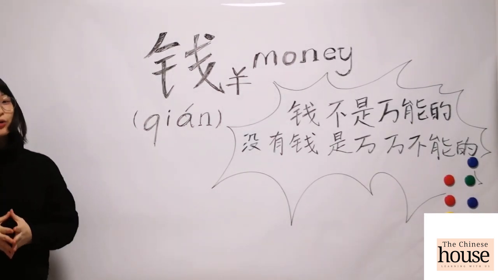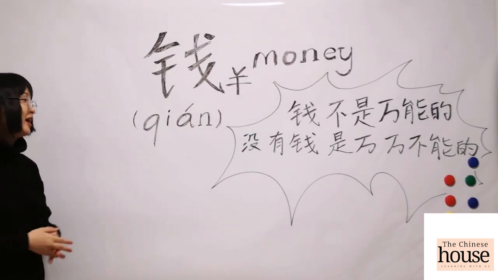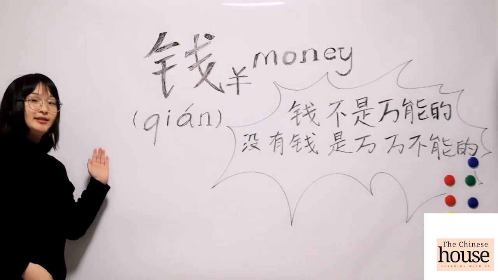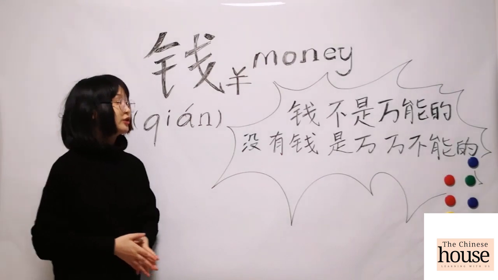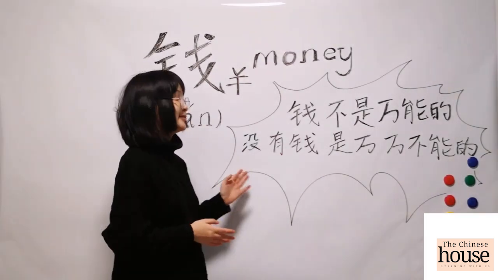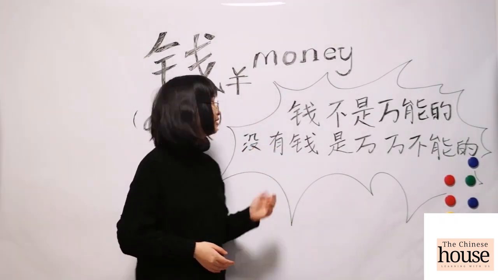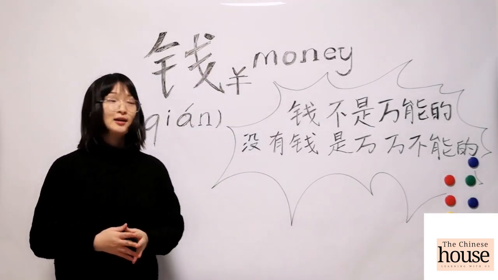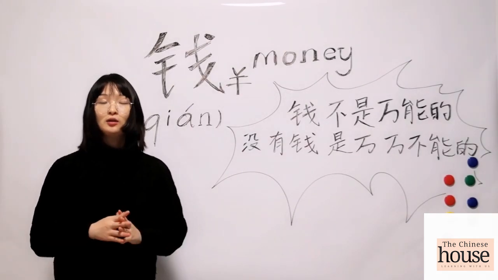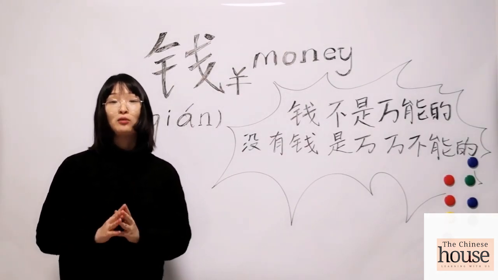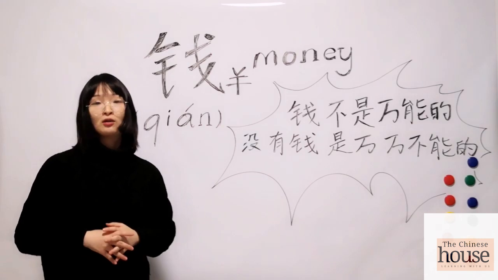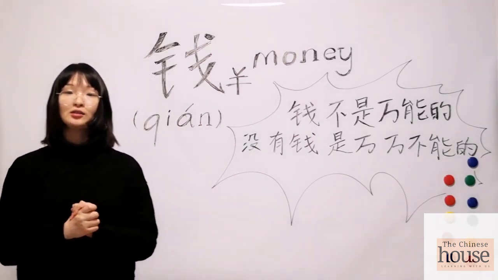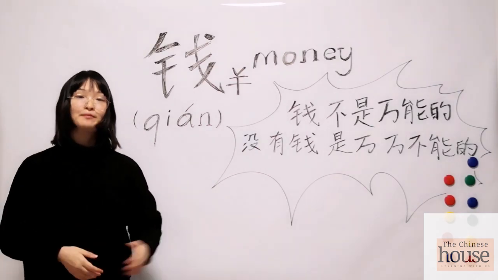So today our course is about money. 钱. There's an old saying goes, 钱不是万能的，没有钱是万万不能的, which means money cannot do anything, but you cannot live without money. Money is so important in our life. It can make our life more convenient. So our goal today is to learn Chinese expressions about money.